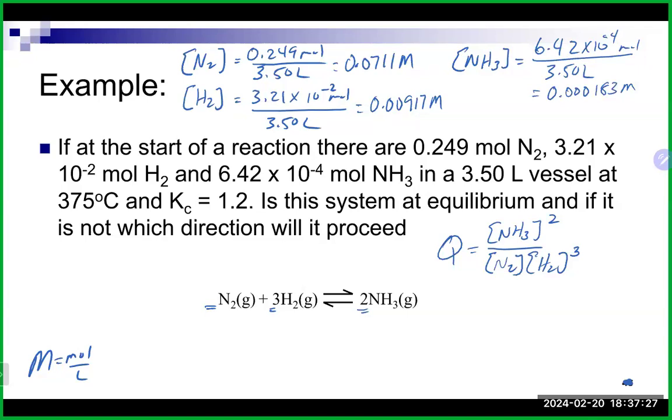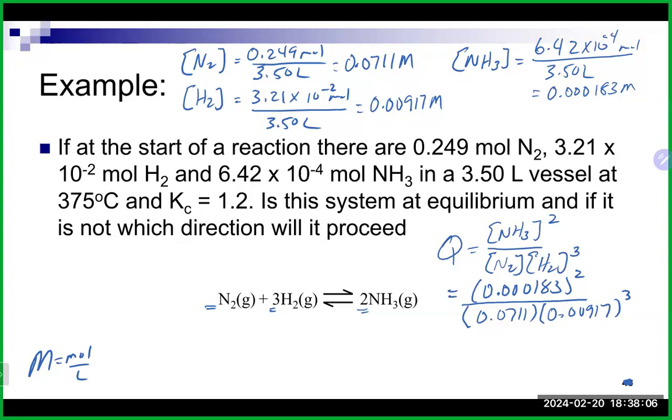So frankly, now that we have everything, we just need to put it in, right? So we're going to put all those numbers in the right location here. So our NH3 is 0.000183. We want to make sure we are squaring it because of the coefficient. We're going to divide it by N2, 0.0711, and our H2, 0.00917. Once again, we also need to make sure that we cube that one as well. So we pop all that into our calculators carefully here.